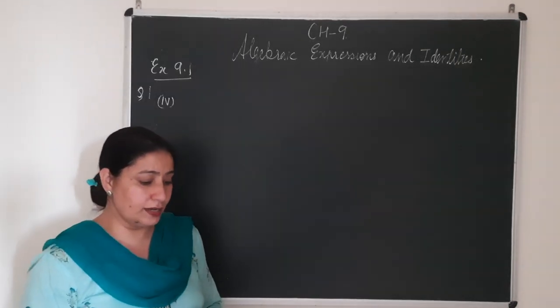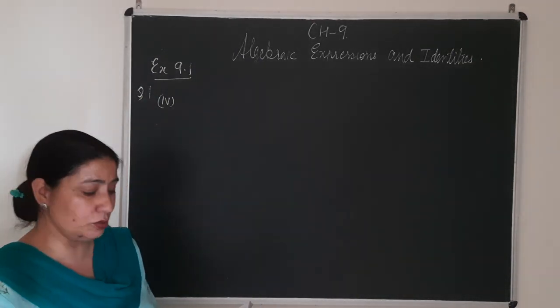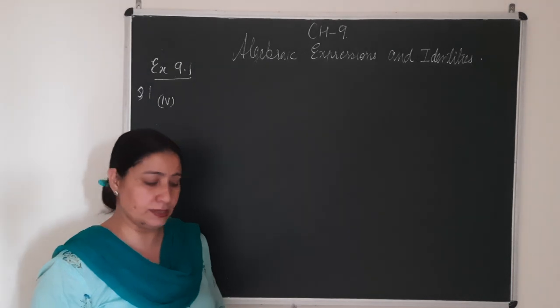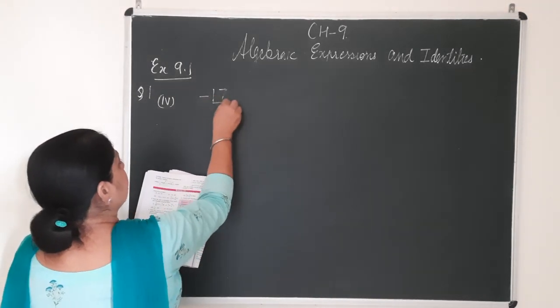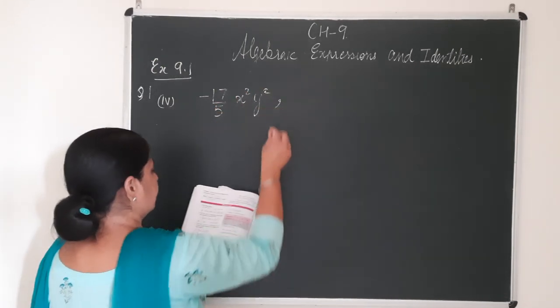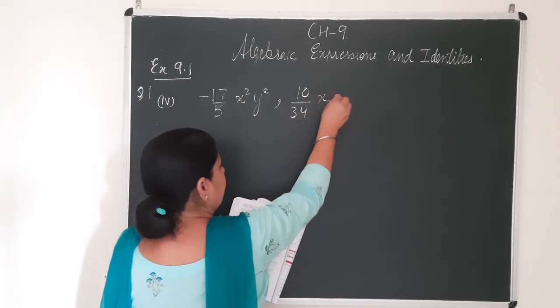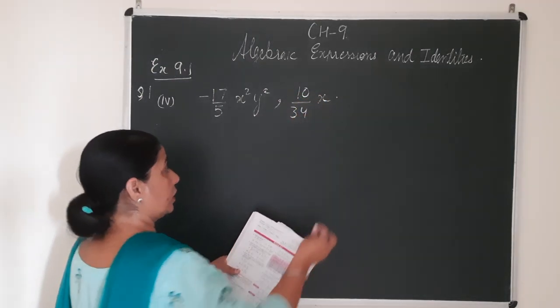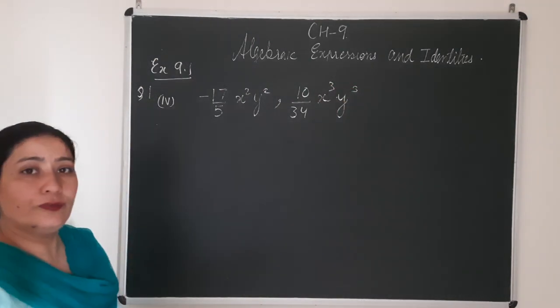So exercise 9.1, the first question, I will be taking the fourth part to make the things clear to you. Rest of the parts you can do in the similar manner. In the fourth part I have minus 17 upon 5 x square y square, and the second term is 10 upon 34 x cube y cube, and we have to find the product.